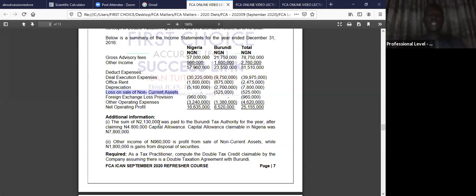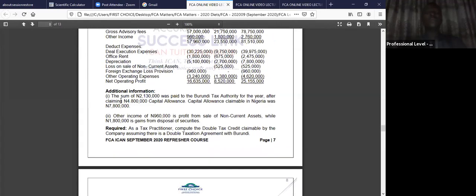Now, they said the sum of 2.130 million was paid to the Burundi tax authority for the year. So this tax has already been paid. Now, there is something you should know. This tax that has been paid here will be used to divide the total profits to get the tax rates. Okay, so for now, we don't know the tax rates.